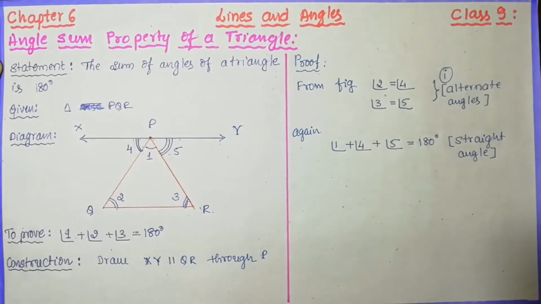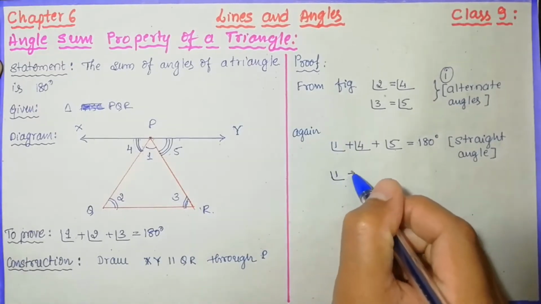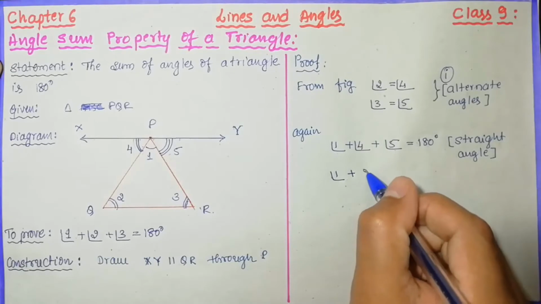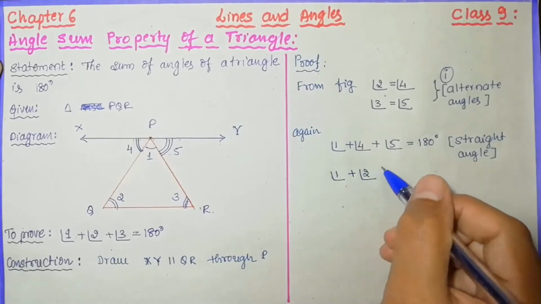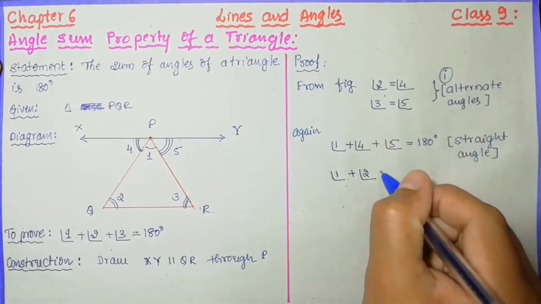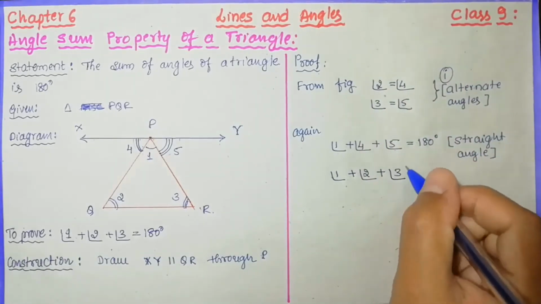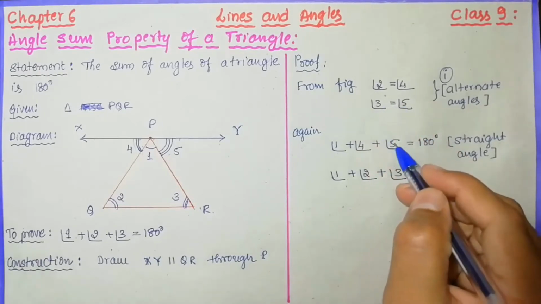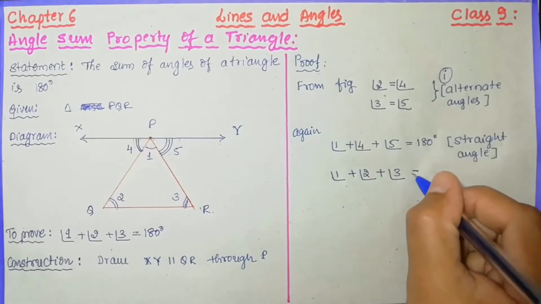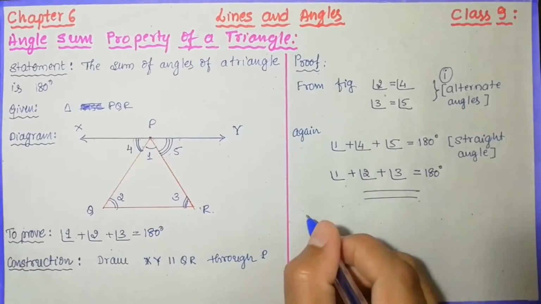Okay, so the next thing is, I am going to write angle 1 as it is. Instead of writing angle 4, I am going to write angle 2. Why? Because angle 4 is equal to what? Angle 2. In the same sense, instead of writing angle 5, I am going to write angle 3, because angle 5 is equal to angle 3. So that's why I have written this, and which is equal to 180 degrees. So this completes the proof of the theorem.